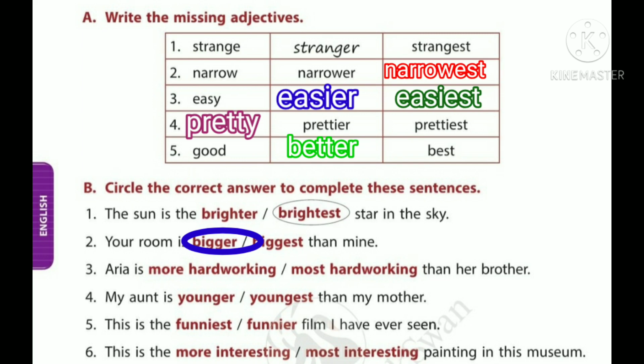B-I-G-G-E-R. Yeah. And third one. Arya is more hardworking, most hardworking than her brother. Here also than is given. So which one? More or most? Yeah, more. So the answer is more hardworking. Circle the answer more hardworking. Then fourth one. My aunt is youngest than my mother. Here also than. So it is a comparative degree. So which one? Younger or youngest? Yeah, younger. E-R.